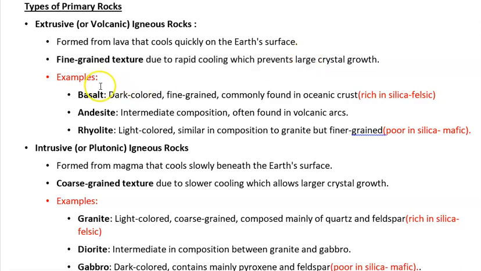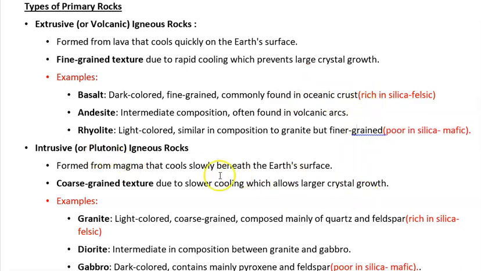And the types of primary rocks. Examples you have to write in the extrusive igneous rocks. The examples are basalt, andesite and rhyolite. Basalt has a dark color. Then it is fine grained because it is a result of immediate cooling. All of these will be fine grained. And in the case of basalt, andesite and rhyolite, the difference is basically in the silica content. Basalt is felsic because it is rich in silica. Rhyolite is poor in silica, so it's called mafic. It will have magnesium and iron, etc. And andesite will be in between basalt and rhyolite in the matter of silica content.